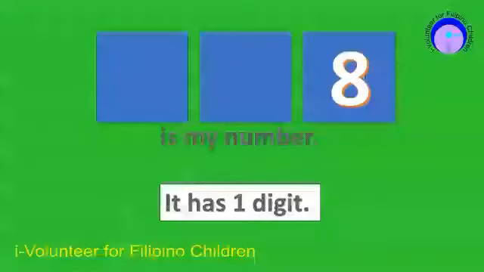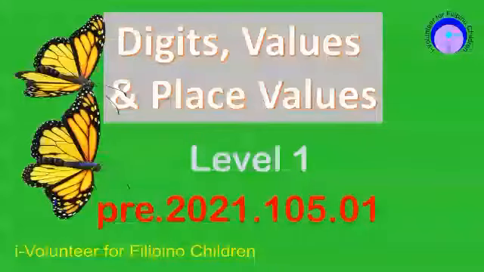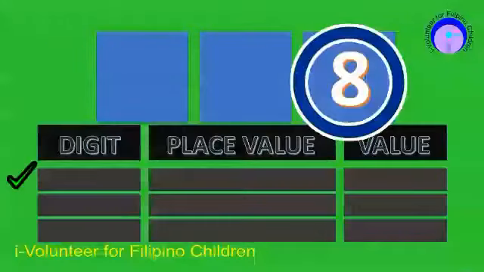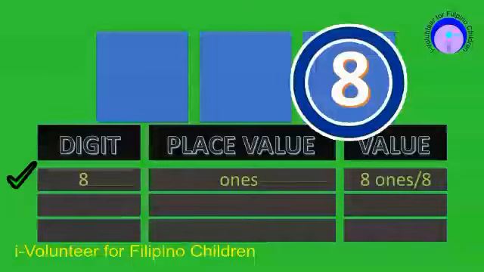What is your number? How many digits does your number have? 8 is my number, and it has 1 digit. What digit do you have? What place value does it belong to? What is the value of your digit? Digit 8 is in the ones place and has a value of 8 ones.